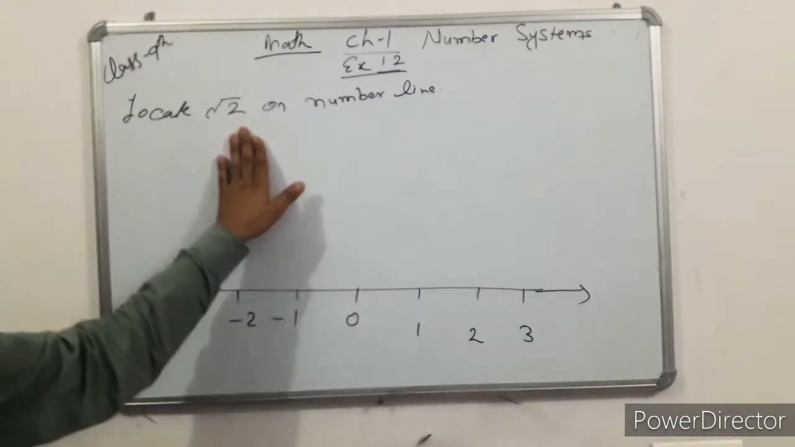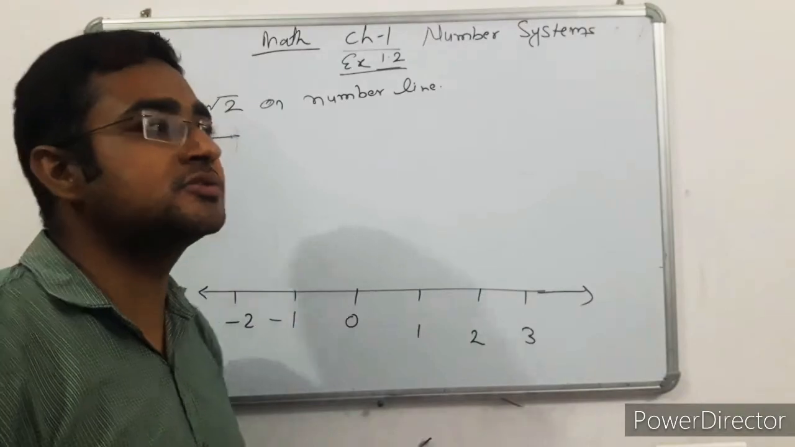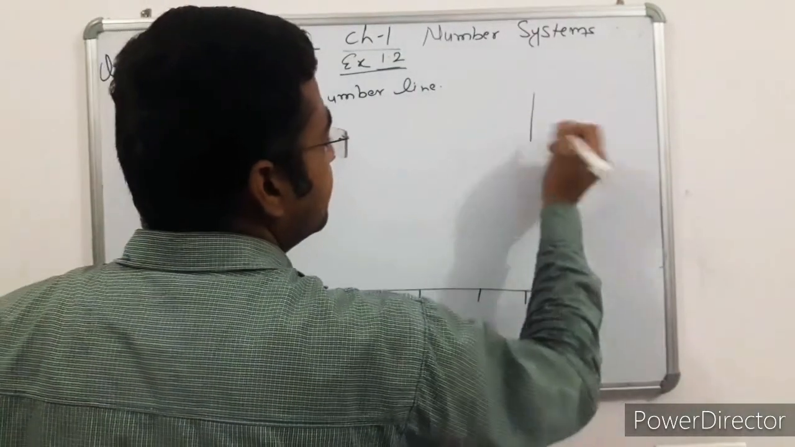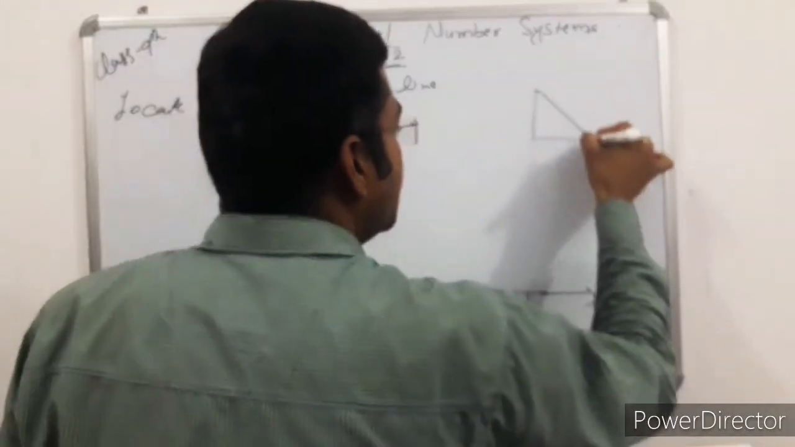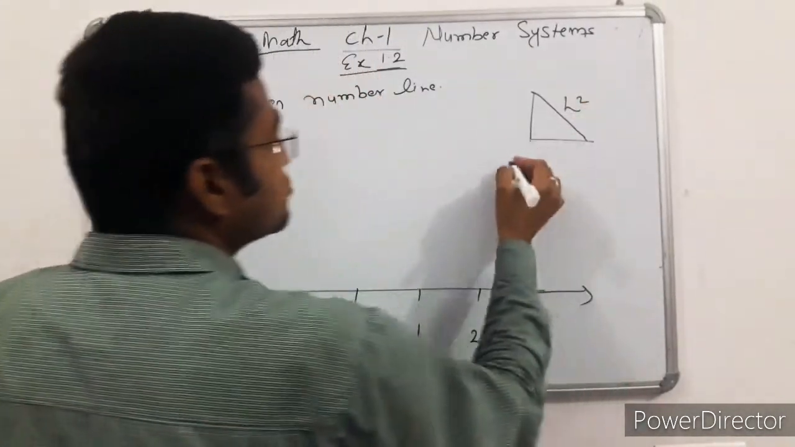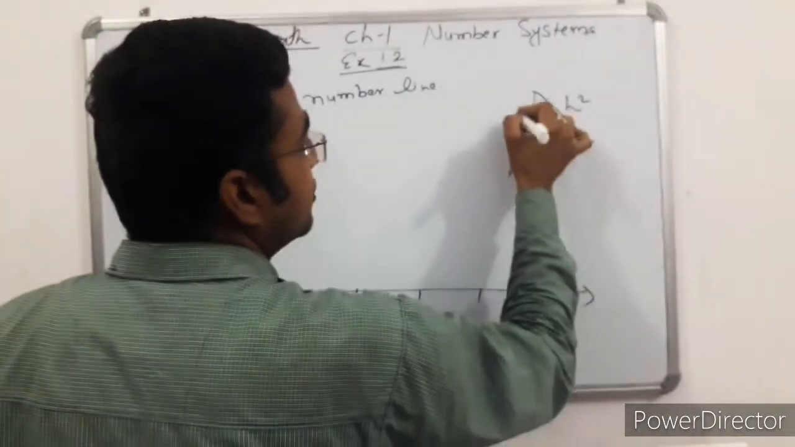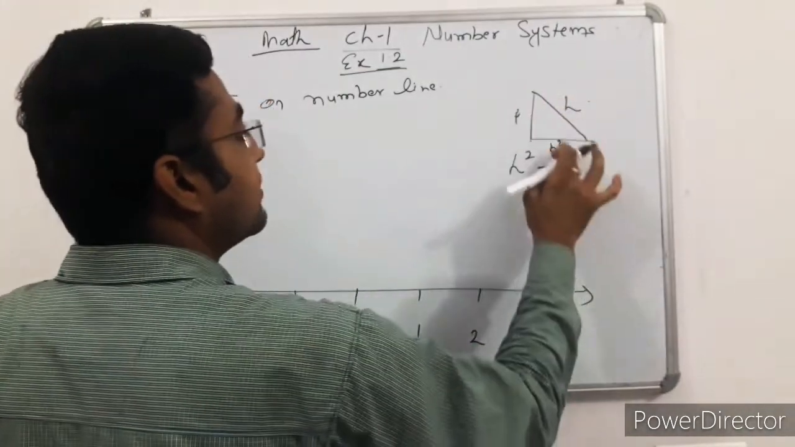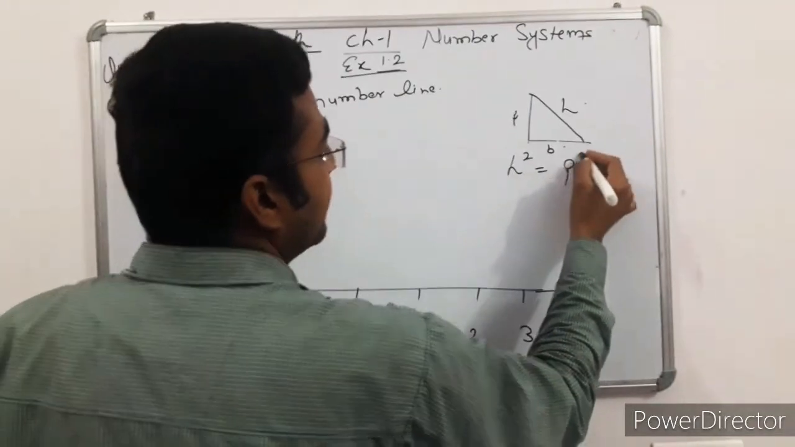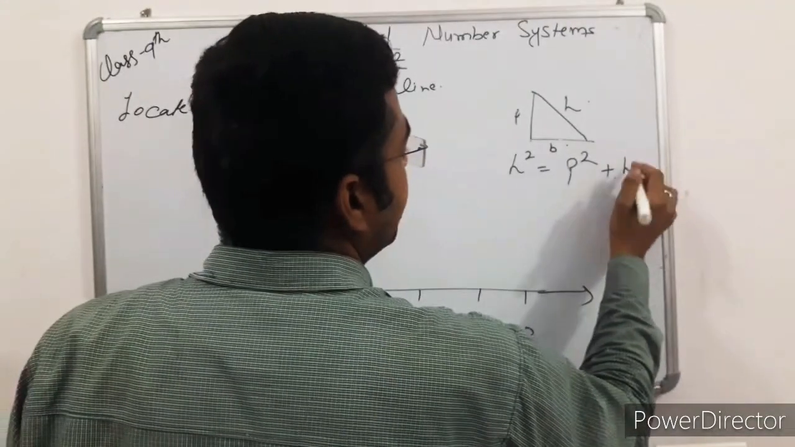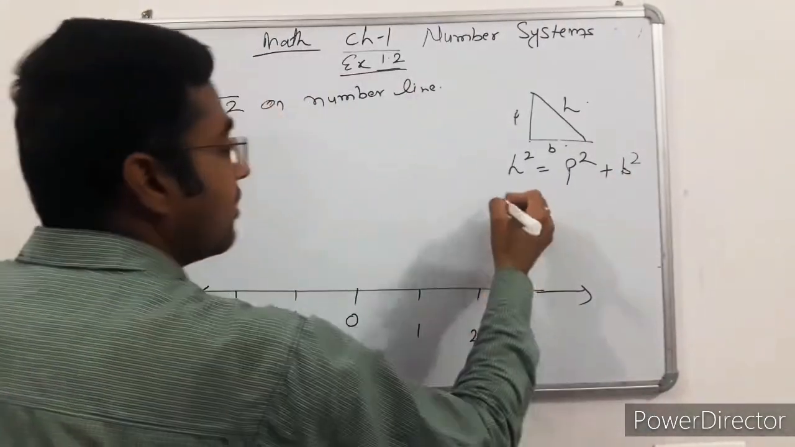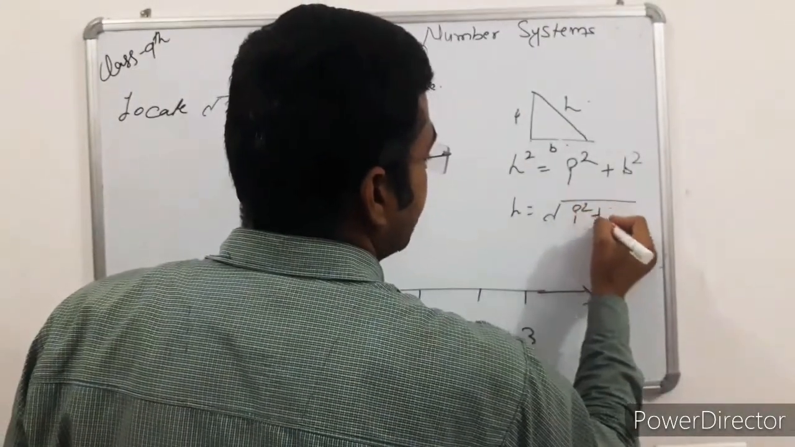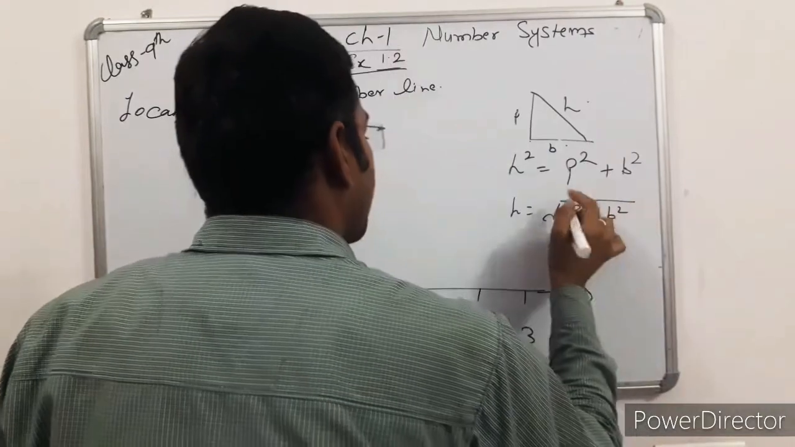Before going to this, we have to know about the Pythagoras theorem, which I have already covered in previous classes. Let's see what it says in preview. The Pythagoras theorem says that hypotenuse square is equal to perpendicular square plus base square. This is the hypotenuse, perpendicular, and base. Or we can say that h is equal to the square root of p square plus b square.